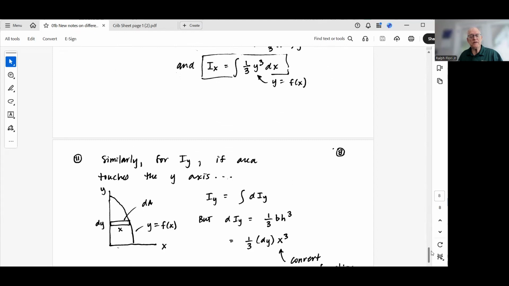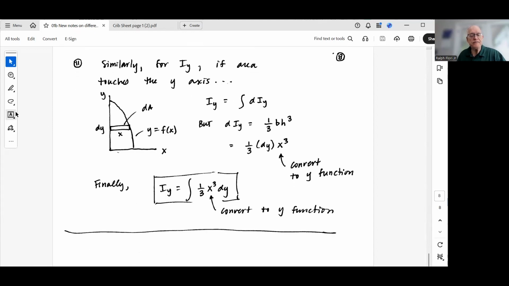And so that's straightforward. The same is true for the Iy. So for the Iy, if you have an area and you want to find Iy, you can choose an element that's perpendicular to the y-axis because it touches it. But then you have to use the 1/3 bh cubed formula for the dIy about its base. And so you have 1/3, the base is dy, and the height is x cubed. And of course, you have to convert that to y, but that's your Iy.